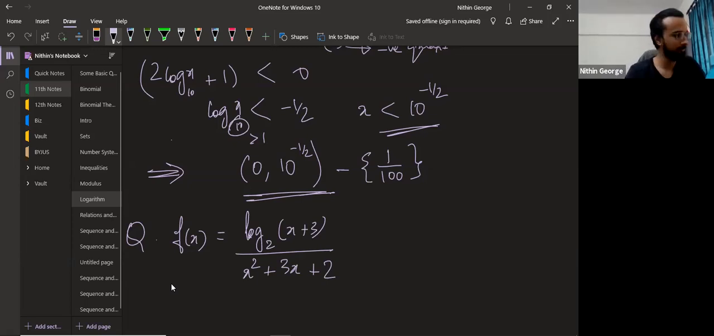So the question is this: find the domain. That time we had a subjective paper, so you have to write the whole thing, and unless they were convinced with the steps, they won't give you marks. So let's try this question. Come on. How do you deal with this?